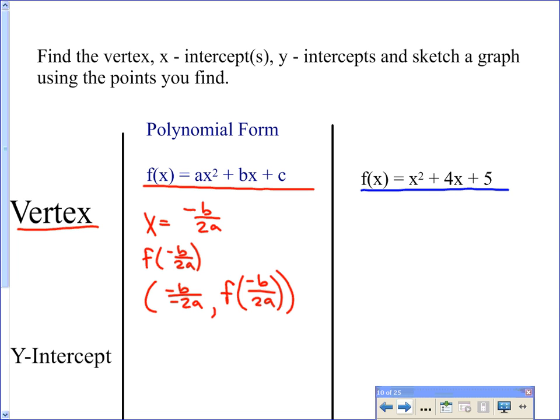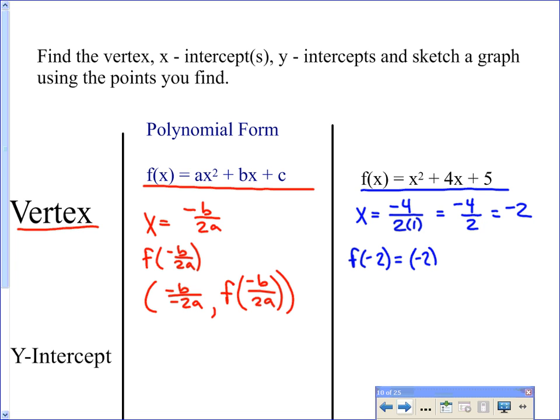Here you have an example. I want to find the x-coordinate of the vertex. So I'm going to do negative b, which is going to be negative 4, over 2 times a, which is 1. And that's going to give me negative 4 over 2, which is negative 2. Now that I know the x-coordinate of the vertex is negative 2, I'm going to plug that in, find f of negative 2, and that's going to give me the y-coordinate of my vertex.